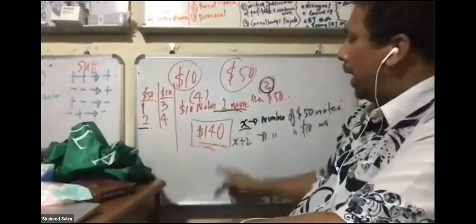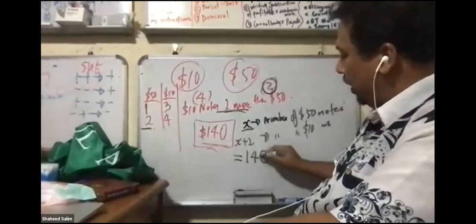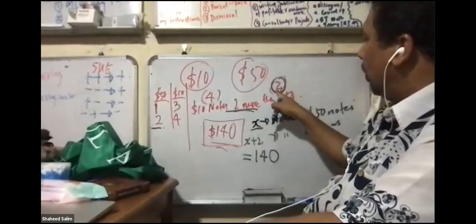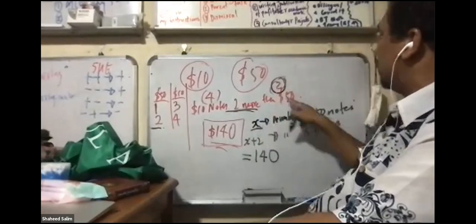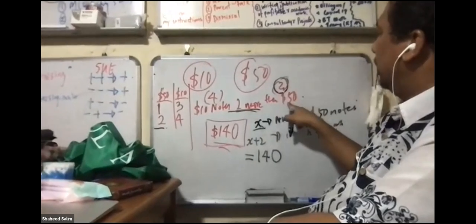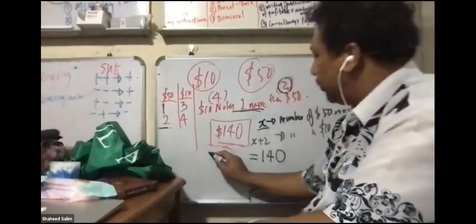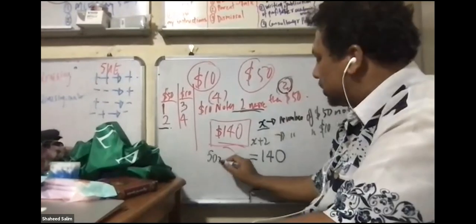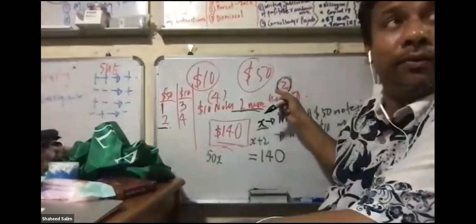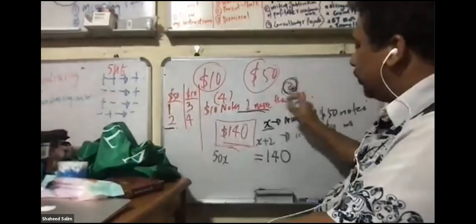So what to do now? Now I give you the value, 140. Now you watch, X is the number. This is 2. What's the value of the $50 notes? There are two $50 notes, so $100, 2 times 50. But I do not know now that it's 2, so I put X times 50, 50X. Because I do not know what X is, right? 50 times X.